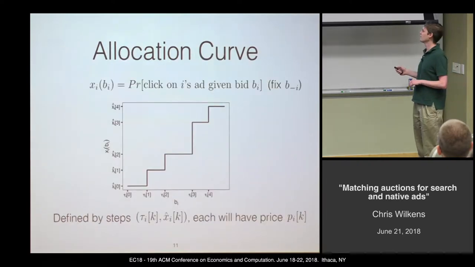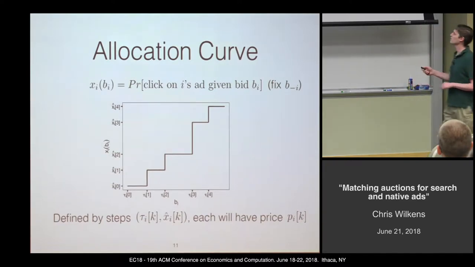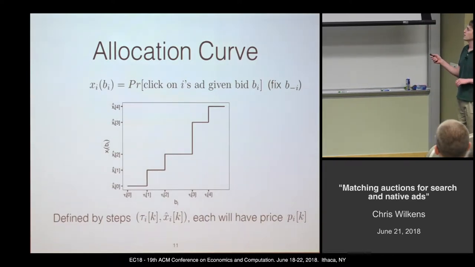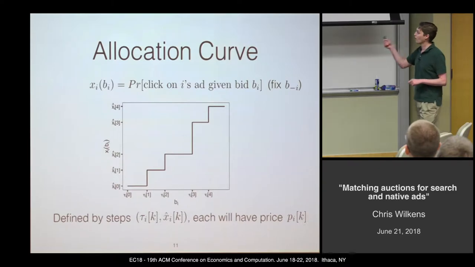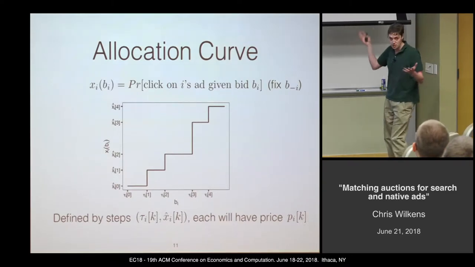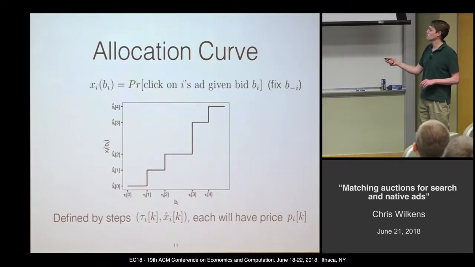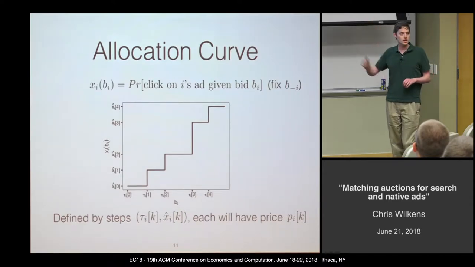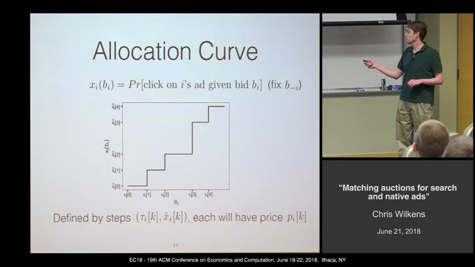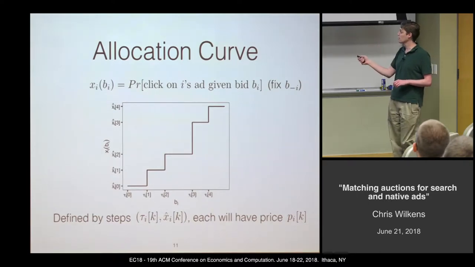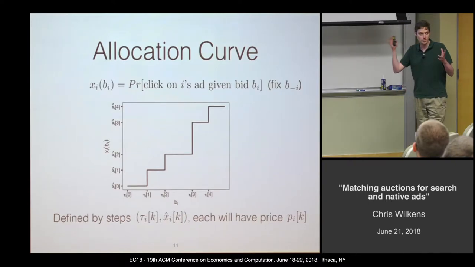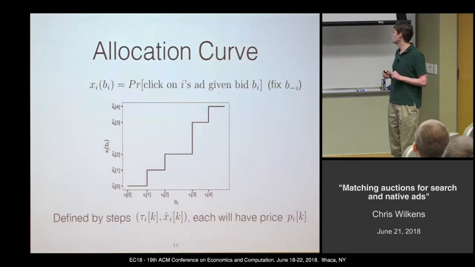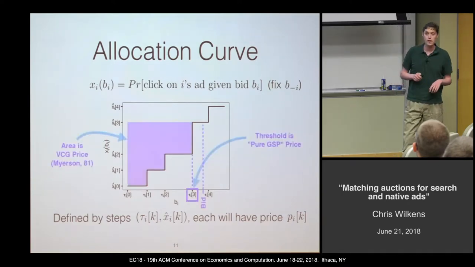Right. So the allocation function, again, this is what it is. Formally, it's the probability that the user clicks on i's ad given the bid. So I'm going to hold everybody else's bid fixed. I'm going to sweep the bid of bidder i. Practically speaking, it's enough to just spit out a sequence of steps and heights. So there's basically going to be roughly n pairs, so that this thing has size n. In an auction, each one is going to be associated with a price.